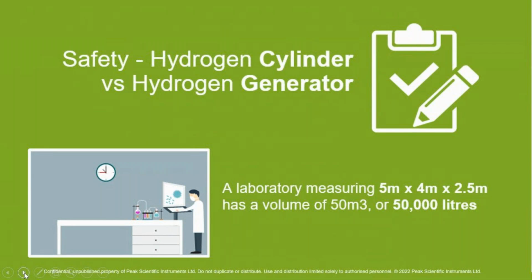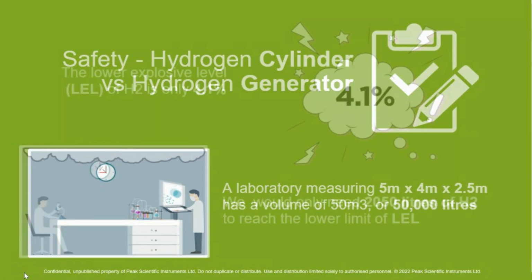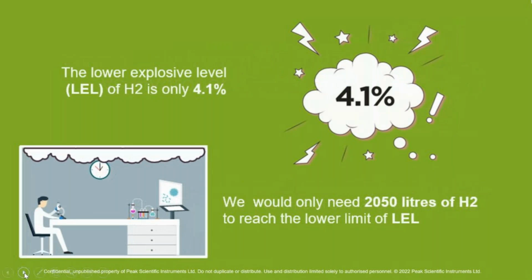So here I have the worked example just to illustrate again how difficult it would be to achieve the lower explosion level of 4.1% in a laboratory using a generator. So if we take a laboratory measuring 5 meters by 4 meters with a 2.5 meter height, we would have a total volume of around 50,000 litres. And so to reach the 4.1% LEL, we would need just over 2,000 litres of hydrogen.